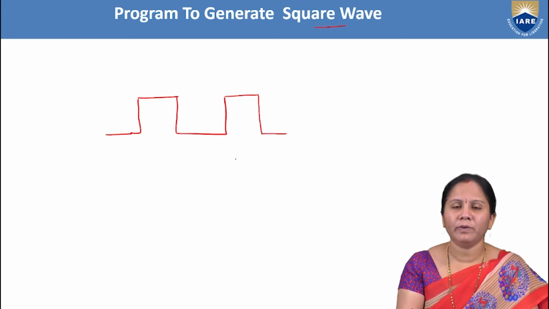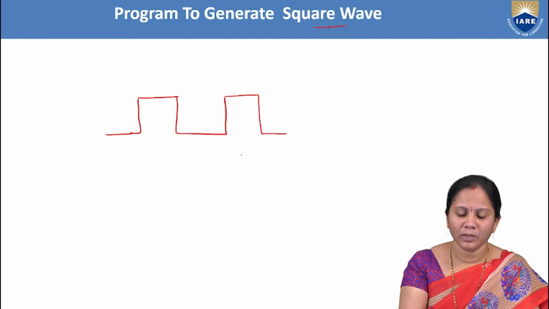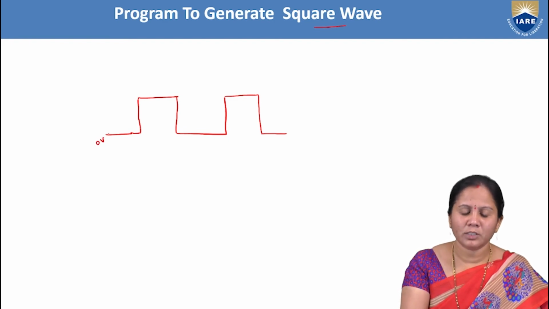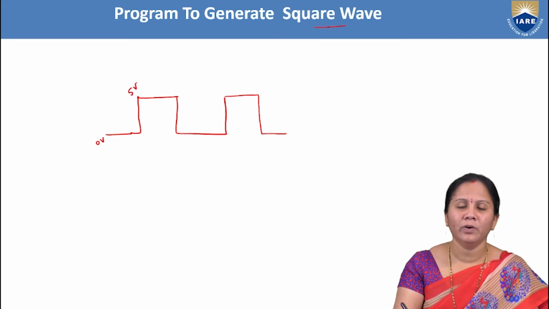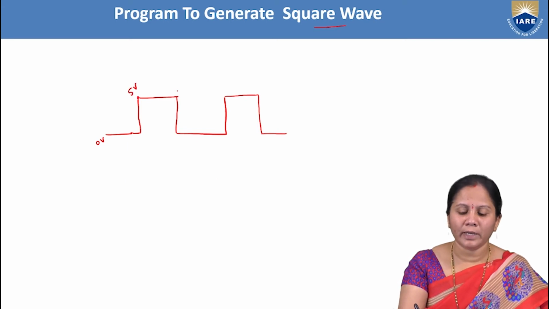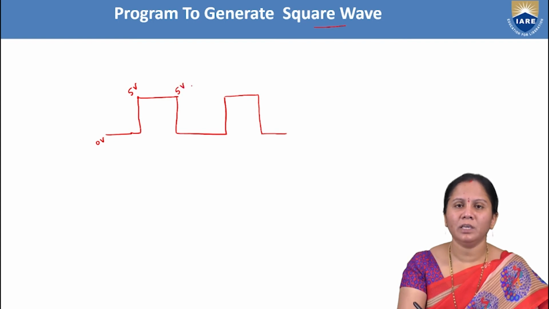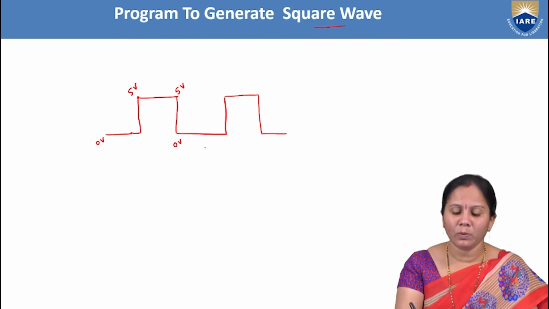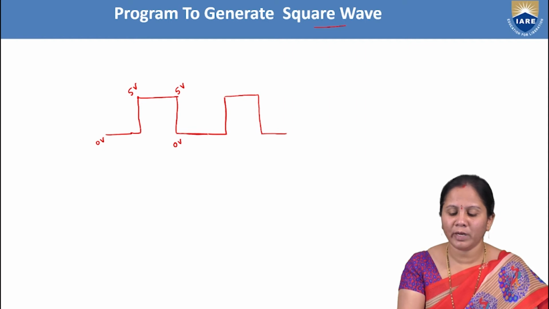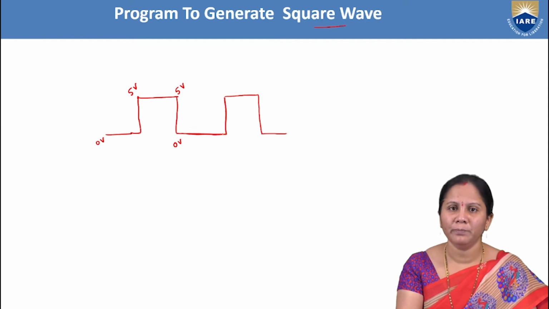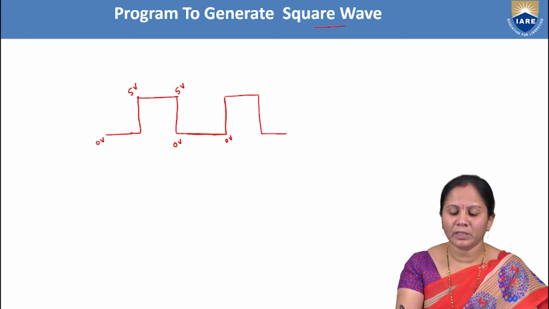So for this square wave, this is a uniform square wave. This is called 0 volts and this positive peak is called 5 volts. Again, it has to carry the same 5 volts for some delay, and after that it has to reach 0 volts suddenly. When it comes to 0 volts suddenly, the same 0 volts has to be maintained for some duration. After that, it has to increase to 5 volts.